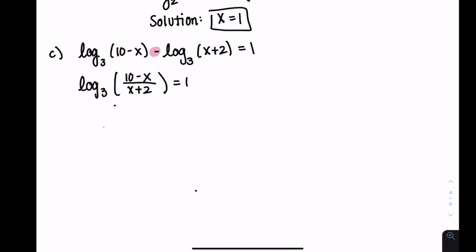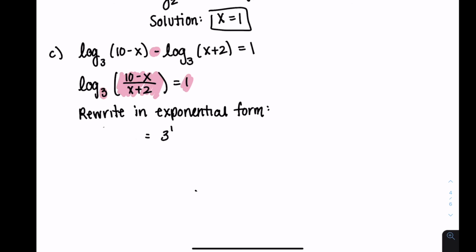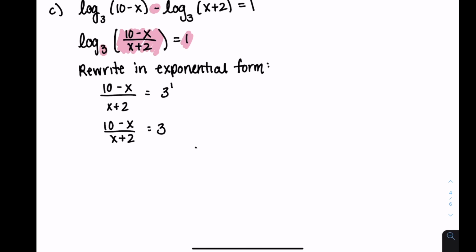the right-hand side. But now that this is written as a single logarithm equals a constant, let's rewrite it in exponential form again. This is our base, our answer, and our exponent. So we're going to get the base is 3, the exponent is 1, and our answer is 10 minus x over x plus 2. So we just need to solve this equation now. But 3 to the first is just 3, so we don't need to rewrite that. We'll go ahead and cross multiply, because really there's like a 1 under here.